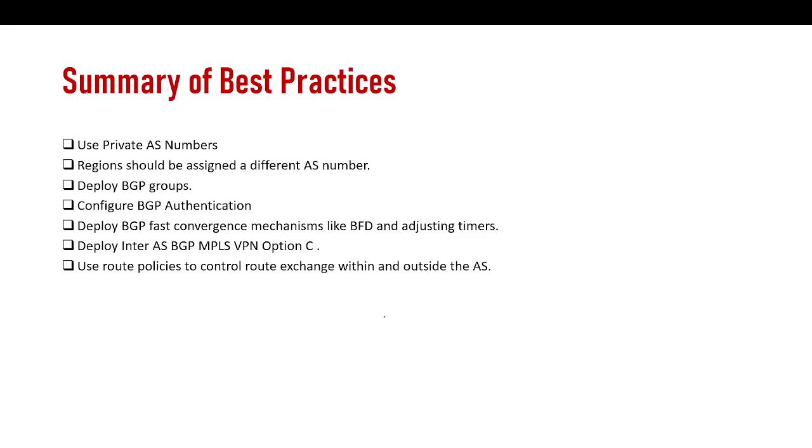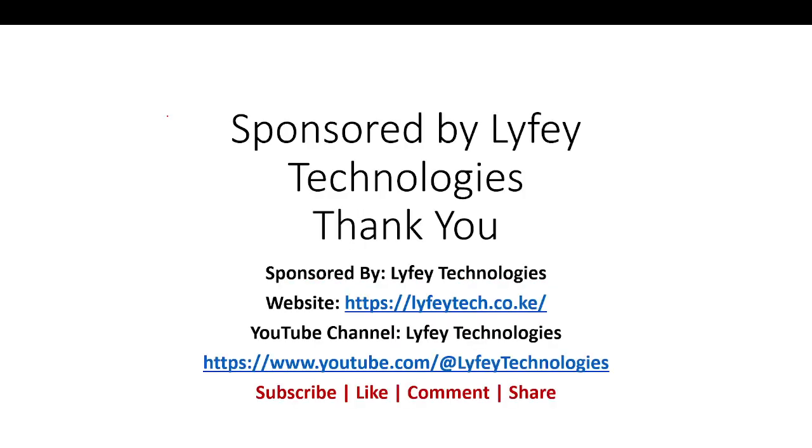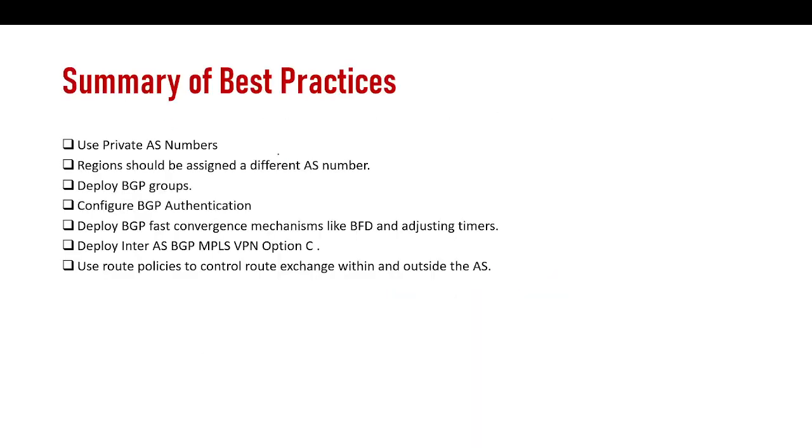Some best practices when you are doing deployment for the IPRAN network: we always use private AS numbers. Remember, this also improves network security, because a private AS number cannot be propagated through the internet. We also don't have many public AS numbers, so we always go with private AS numbers. And you assign each region a different autonomous system number.